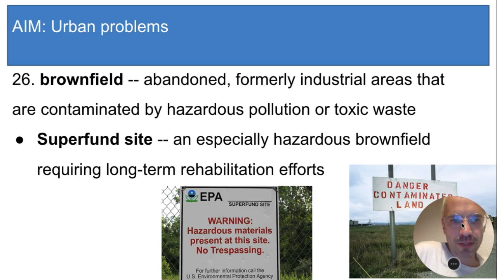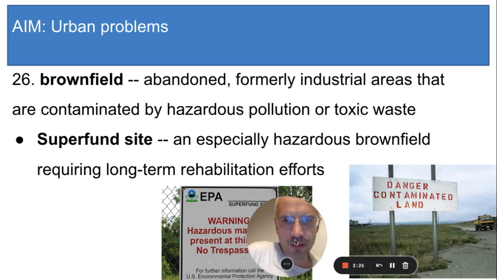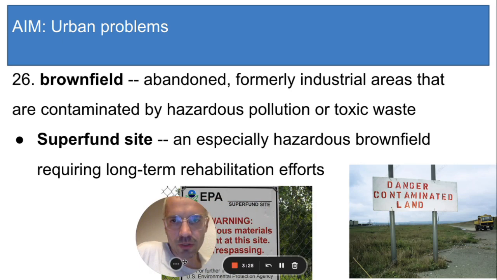A direct effect of deindustrialization, and something that also contributes to urban blight, are what are called brownfields. Brownfields are abandoned, formerly industrial areas that are contaminated by hazardous pollution or toxic waste. They are found in formerly industrial areas of cities that have experienced deindustrialization. The U.S. government designates the most contaminated brownfields as Superfund sites. There are two Superfund sites in Brooklyn, New York, the Gowanus Canal and Newtown Creek.